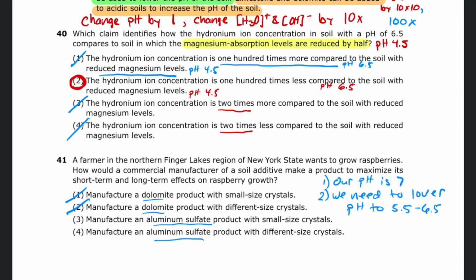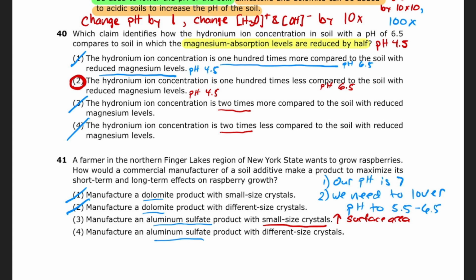So now we have to think about crystal size. If we have small size crystals, this means that we have a very high surface area. Hopefully you remember from your kinetics unit that increasing the surface area of something is going to cause a very quick reaction. So if we use very small size crystals, this is going to result in a very drastic drop in pH, and then all of the aluminum sulfate is going to dissolve into the soil.